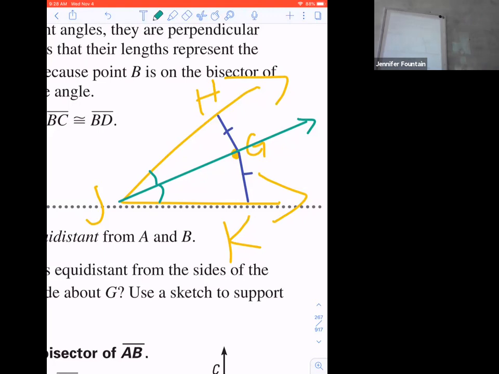And the hint there is that if they say use a sketch, it's going to help you to draw it out. Draw it out and label what you know. And so that's what I tried to do in yellow, and in blue I tried to mark those sides congruent. I'm pretty visual. When I try to do this in my head, I'm like, I don't get it.